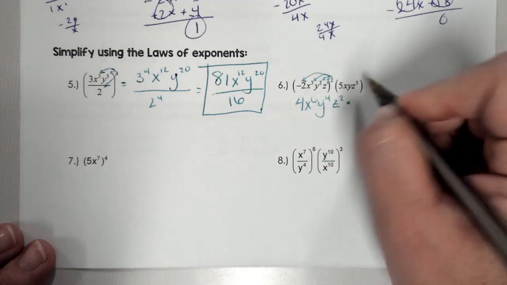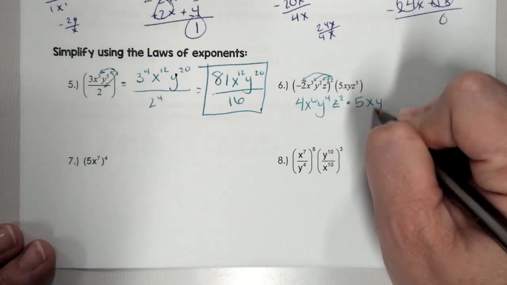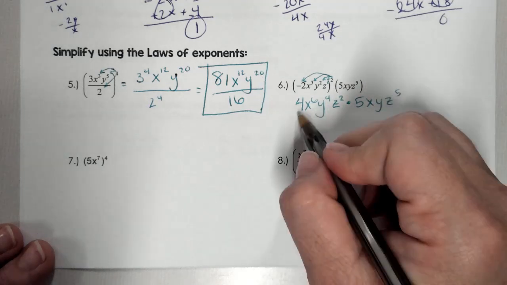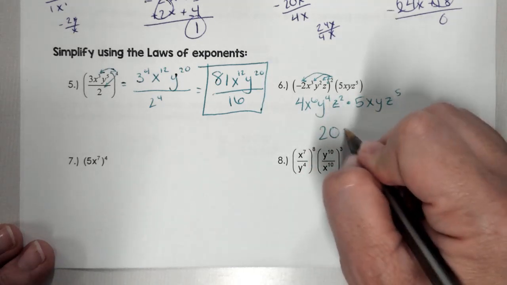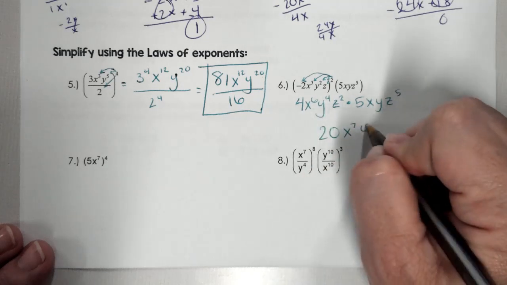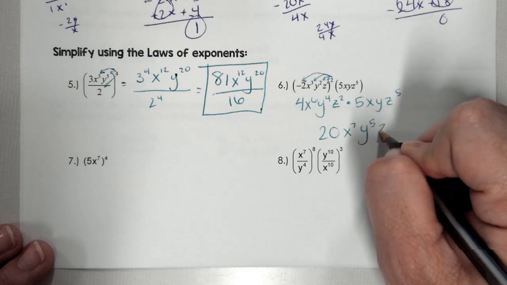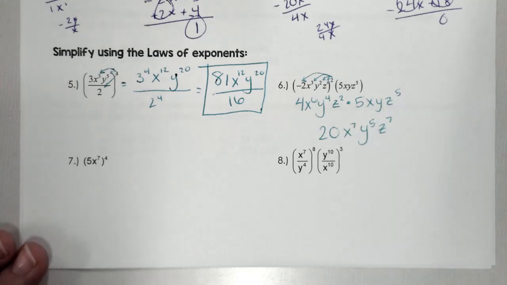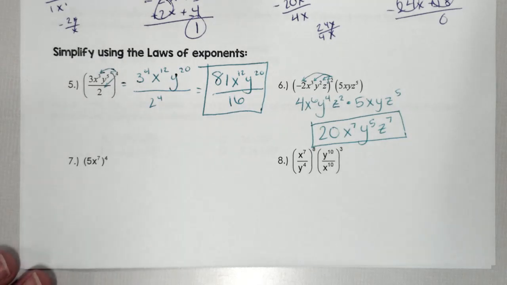Now I'm multiplying. I don't need this parentheses because there's no exponents or anything. Times 5xyz to the fifth. So 4 times 5 is 20. x to the 6 times x, well, that's 6 and 1 more, so 7. y to the 4 times y, 4 and 1 more is 5. z squared times z to the 5, 2 plus 5 is 7. So remember, when we multiply, we're adding our exponents.